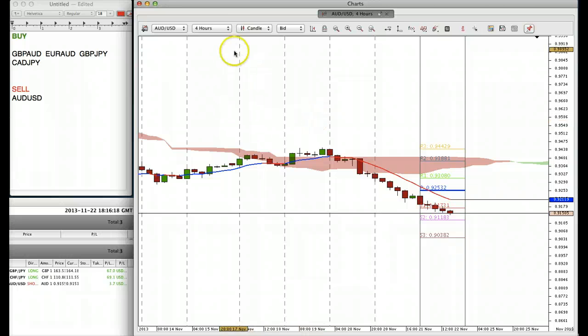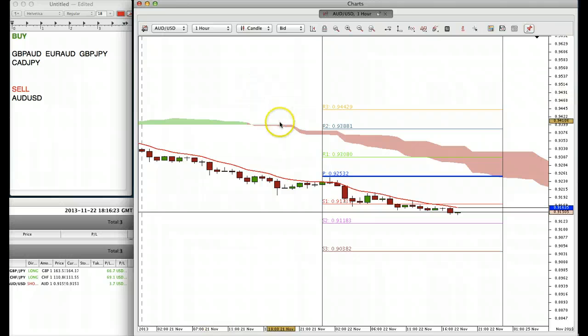This is a 4-hour chart, so I confirmed this. I need 2 time frames. So I've got the 1-hour chart coming into a new day. Price is below the cloud, price is below the central pivot point, and price is breaking below the 10 moving average line. So I would take this trade.